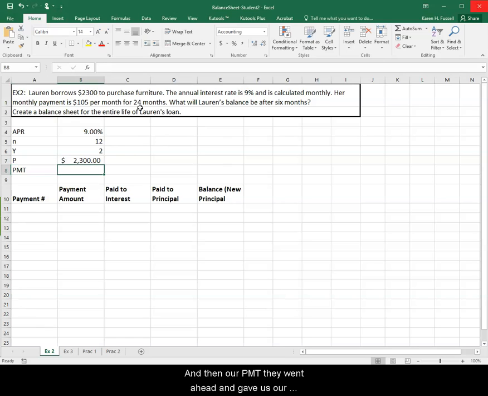And then our PMT, they went ahead and gave us our payment. We don't have to calculate that in this particular case. So that is $105. I'm going to put that in.